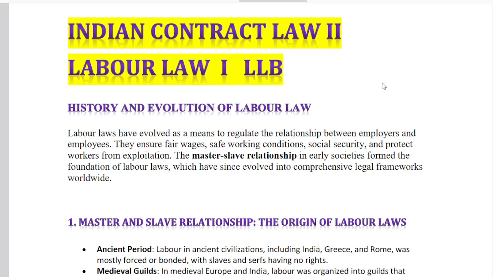Today we're going to discuss Indian Contract Act 2, Labor Law. It's going to be useful for the people who are preparing for LLB and other competitive exams. Let us get into today's topic, that is labor law.